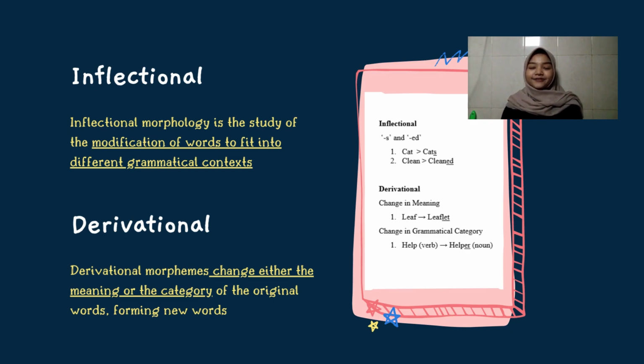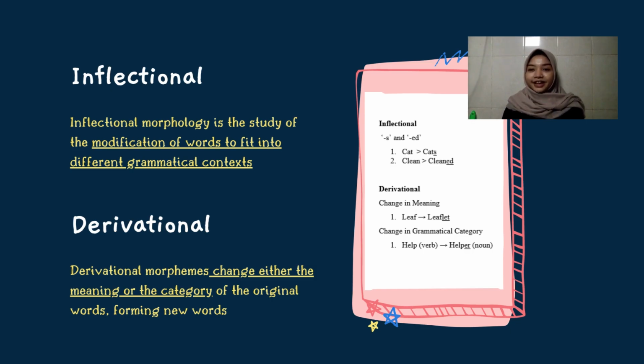Next, I'm going to explain about derivational morphology. Derivational morphology is the study of the formation of new words that differ either in syntactic category or in meaning from their base. A derivational morpheme is an affix we add to a word in order to create a new word or a new form of a word. Moreover, derivational morphology can change either the meaning or the grammatical category of the word.